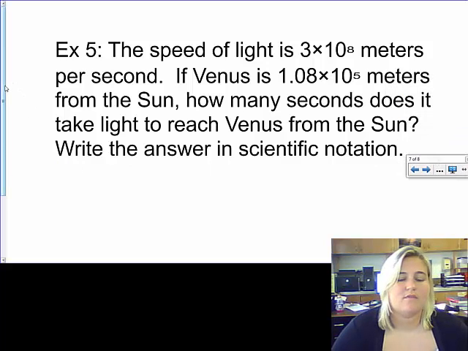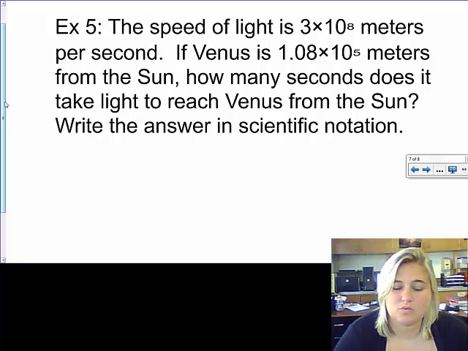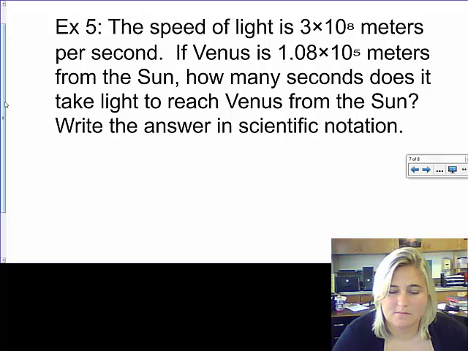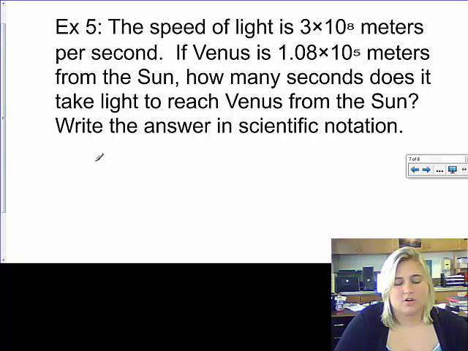Alright, final example here. The speed of light is 3 times 10 to the 8th meters per second. If Venus is 1.08 times 10 to the 5th meters from the Sun, how many seconds does it take the light to reach Venus from the Sun? Write your answer in scientific notation. So, first of all, we're talking about speed, a distance, and time. That speed can also be considered a rate. So we're actually talking about the DIRT formula.